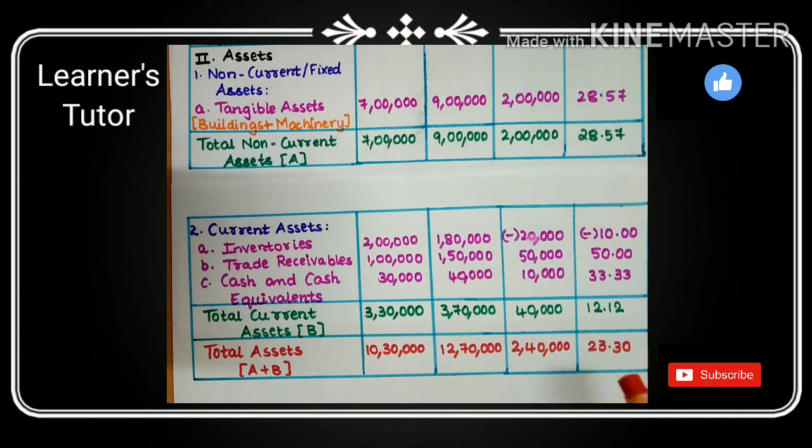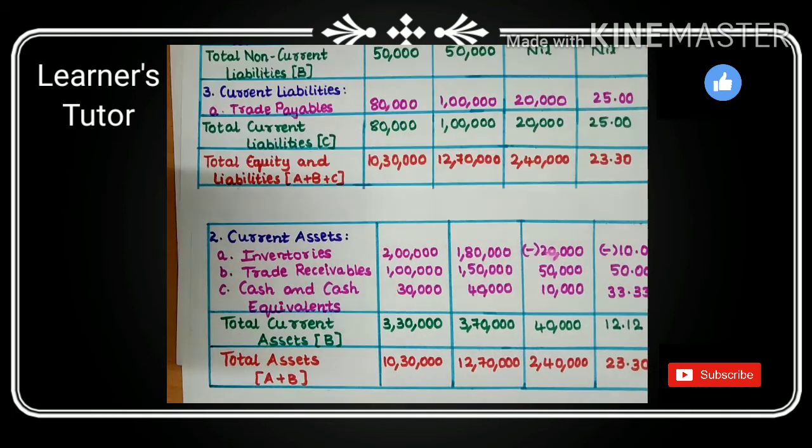Remember always one more thing. Total assets and total equity and liabilities, the answer should be the same. It should tally. I'll show you now. See here, this is total equity and liabilities and this is total assets. 10 lakh 30,000, 10 lakh 30,000. 12 lakh 70,000, 12 lakh 70,000. 2 lakh 40,000, 2 lakh 40,000. 23.30, 23.30. Only then your answer is correct.